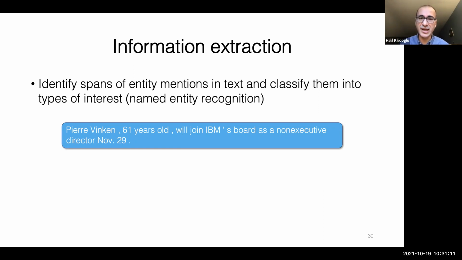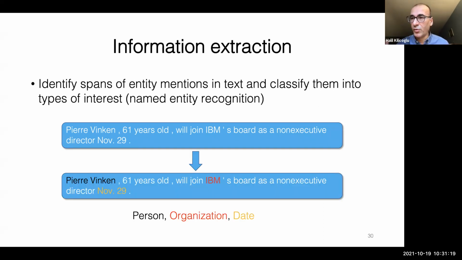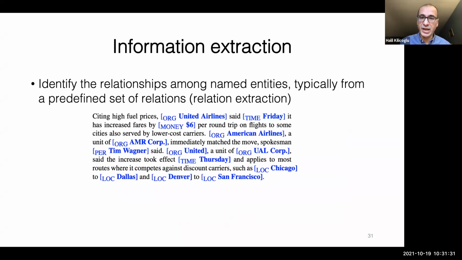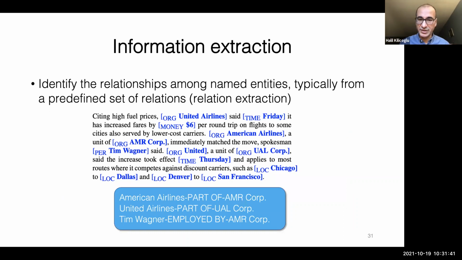So the simplest of these tasks is entity recognition in text. Given a sentence, identifying the things that are being discussed in this text, like people or organizations and other things. This is what's called named entity recognition. And building upon that, we have relation extraction, where we try to identify relationships between entities discussed in text, for example, that a person is employed by a corporation, etc.